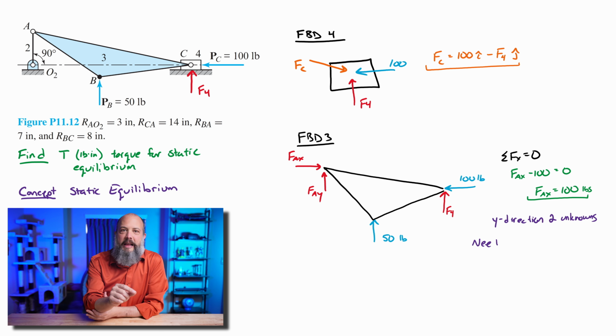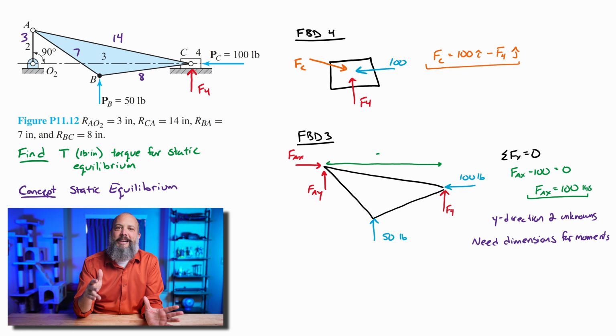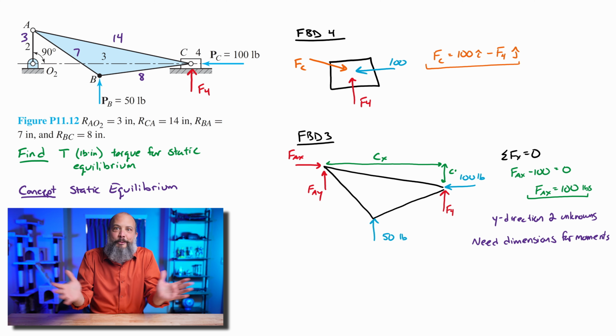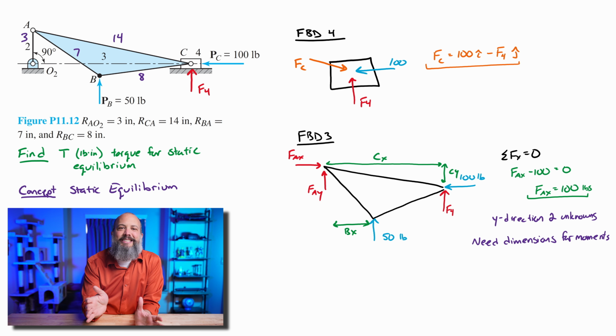That will cancel out Fay and let us solve for F4, but I don't have any distances yet on this free body diagram, so that's actually a pretty big oversight. So for free body diagrams for a rigid body, you absolutely have to have distances, because how else are you going to calculate your moment? So I'll write out the equation to figure out which distances we need.